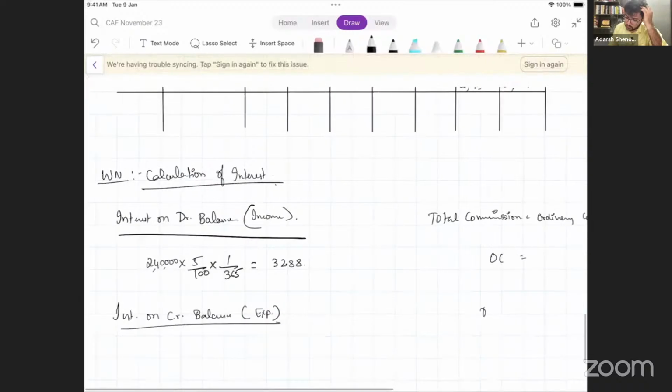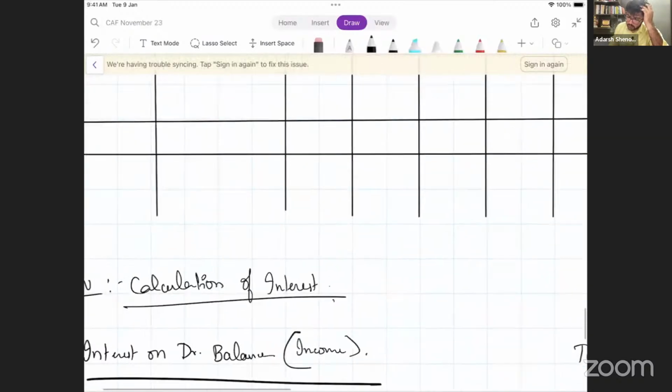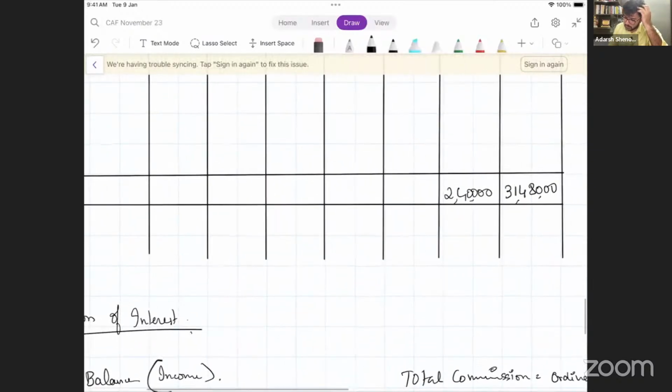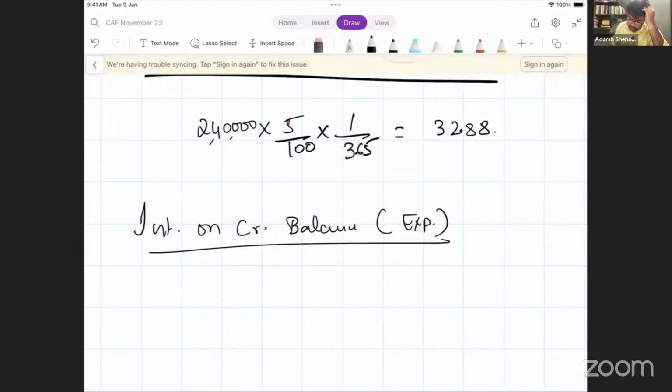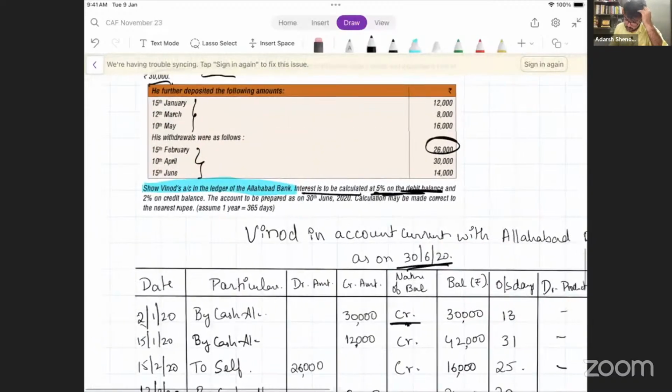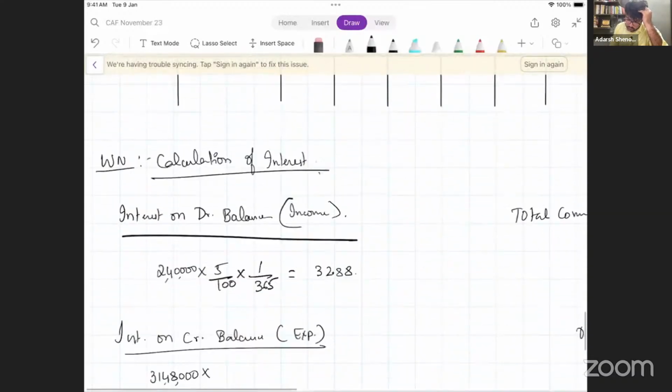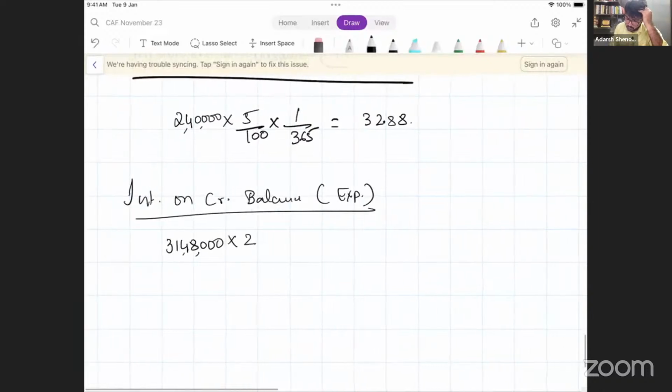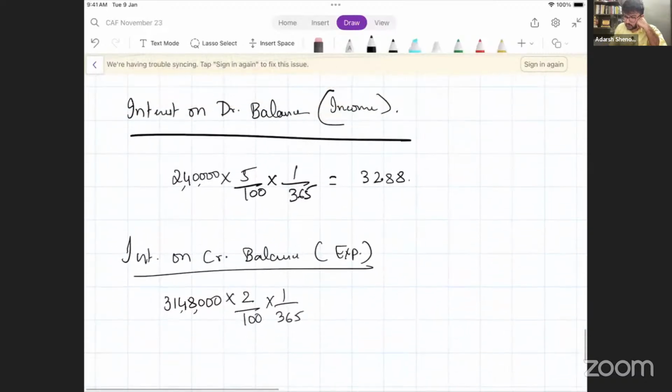So what is the total of interest on credit product? Total is how much? 31,48,000. What is the interest rate on credit balances? What have they mentioned? 2%. Into 1 divided by 365. 31,48,000 into 2% divided by 365, 172.49.